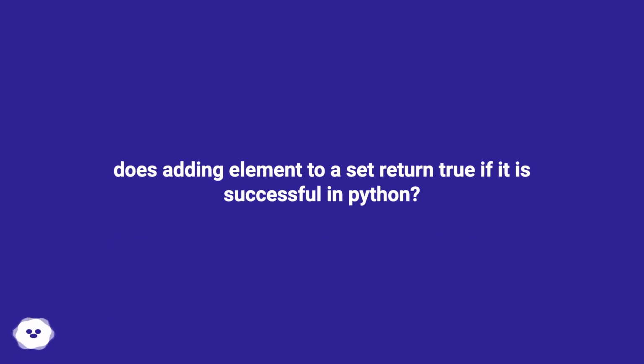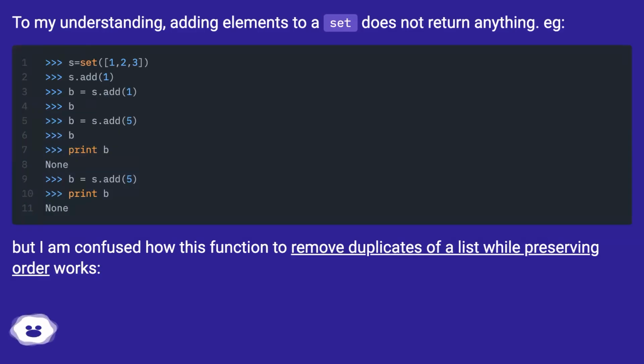Does adding an element to a set return true if it is successful in Python? To my understanding, adding elements to a set does not return anything, e.g. But I am confused how this function to remove duplicates of a list while preserving order works.